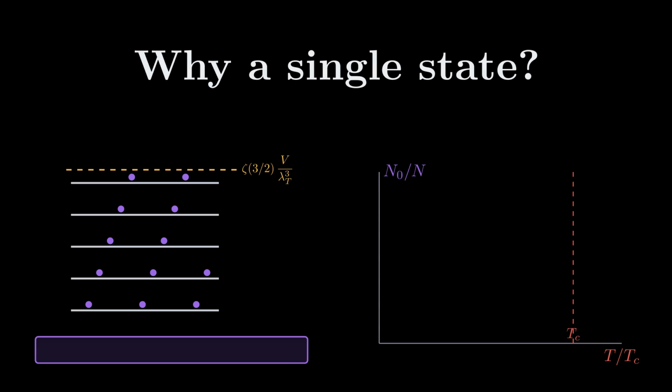At a given temperature, all the moving rooms on the staircase, taken together, can hold only so many atoms, and that ceiling is exactly the 2.612 we just found in disguise. As we cool, lambda t grows and that ceiling drops. So ask yourself, below the critical temperature, when the staircase can no longer seat everyone, where do the leftover atoms go? Think about it. They have exactly one place left, the ground floor, the single lowest state.